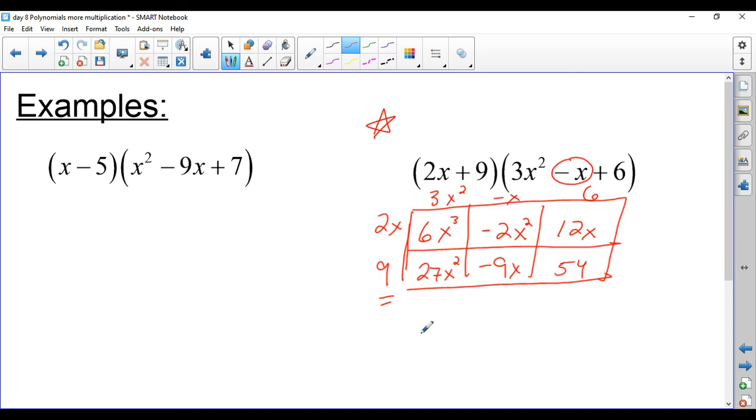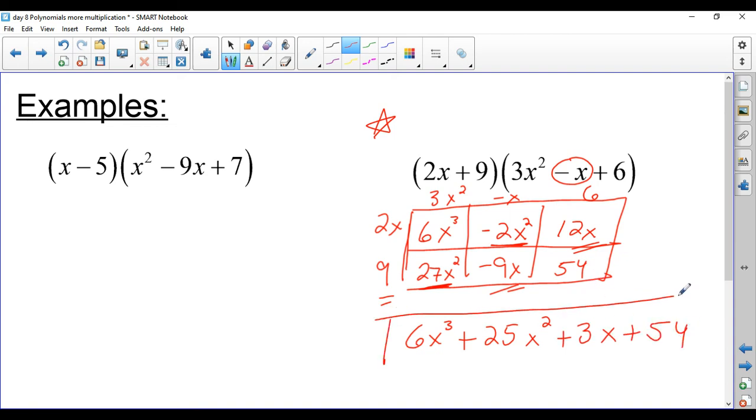Then I need to write my answer combining my like terms. I have 1x cubed term. I have the negative 2x squared and the positive 27x squared for a total of 25x squared. I have negative 9x and positive 12x for a total of 3x. And then I have my 54. And so I get my final answer down here, which is my degree 3 polynomial with 4 terms. So we're going to add these in today, and then tomorrow you're going to do a whole bunch of practice multiplying.